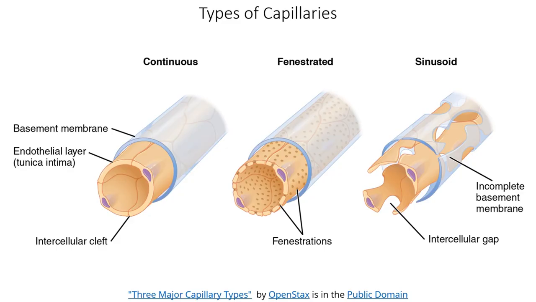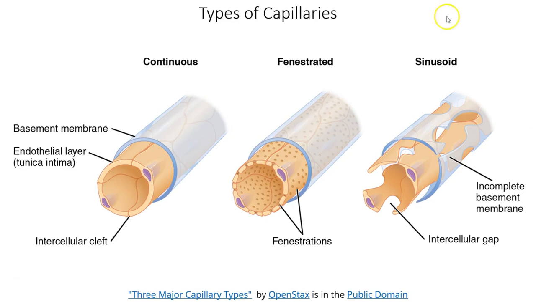Kidneys are also going to have fenestrated capillaries. Their job is to filter the blood. And they're also found in something called the choroid plexus of the brain, which is producing cerebrospinal fluid. And they're also found in a lot of endocrine structures like the hypothalamus, pituitary gland, pineal gland, and thyroid glands.